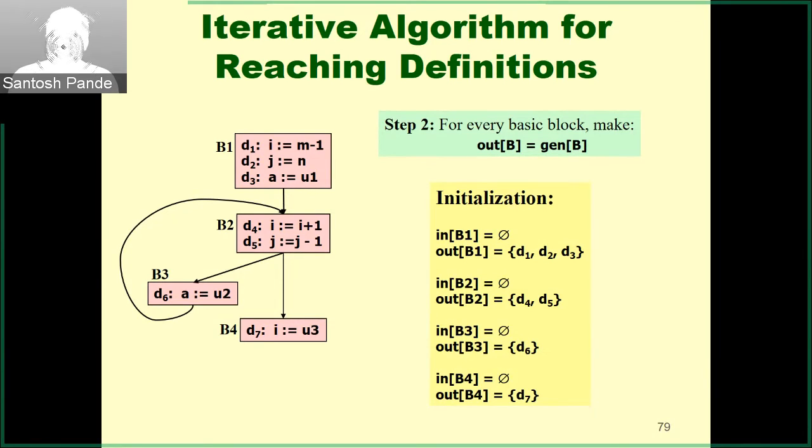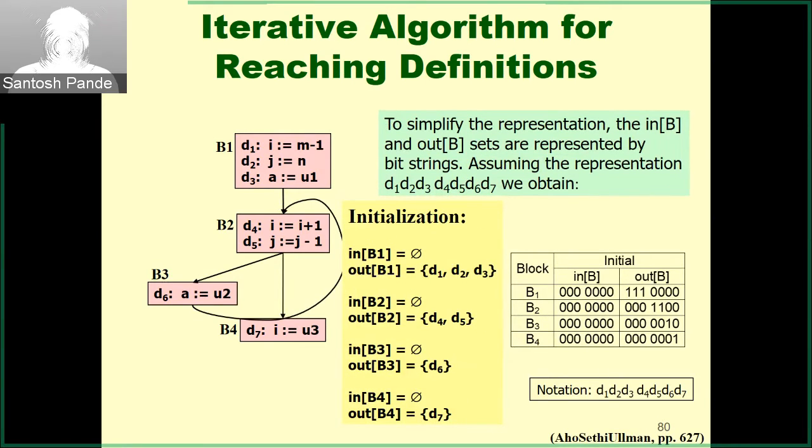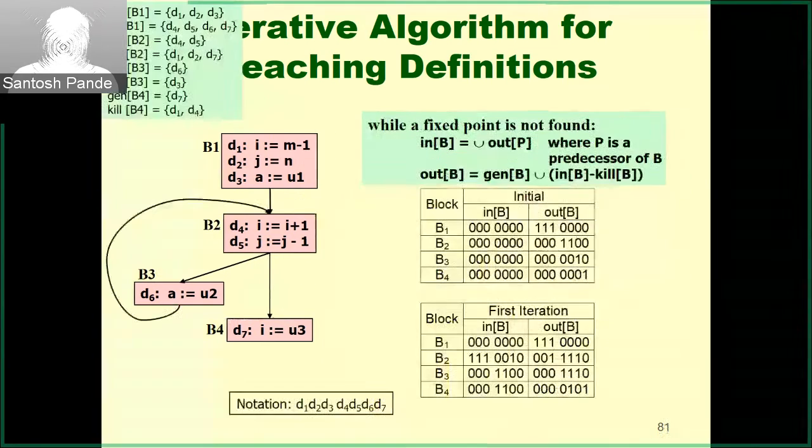Insets, initially we assume them to be null. The outsets are the same as gen sets. That's where we start, and we then start propagating it. A definition reaches a given basic block's entrance in an in set if it can come along either one of the edges. So we'll use this relationship between the outset of a given basic block and the inset of the successor. We'll start with this initialization, and then here are the two relationships which we use.